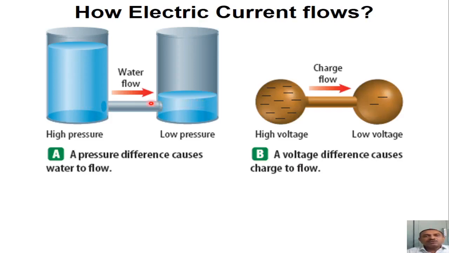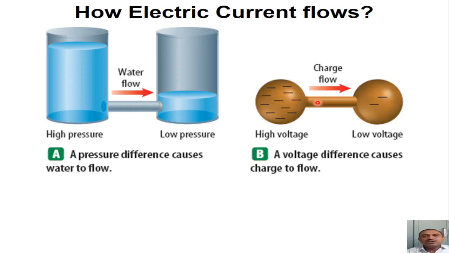Now why does the water flow from the left side tank to the right side tank? Because the left side tank has higher pressure and the right side water tank has the lower pressure. It means that the water flows from high pressure to low pressure when they are connected through a pipe.